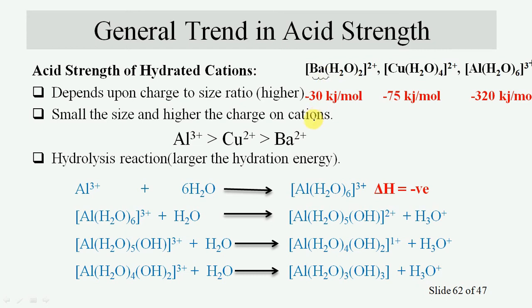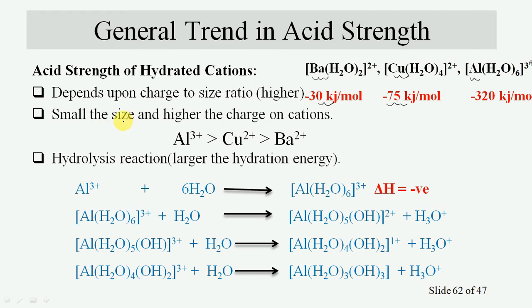With barium it is minus 30 kilojoules per mole. With copper it is minus 75 kilojoules per mole. With aluminium it is minus 320 kilojoules per mole. This variation in hydration energy is associated with acidity, that is, the charge to size ratio of the cations. The cation having a large charge to size ratio has larger hydration energy.